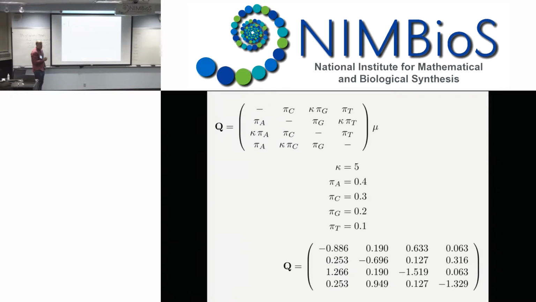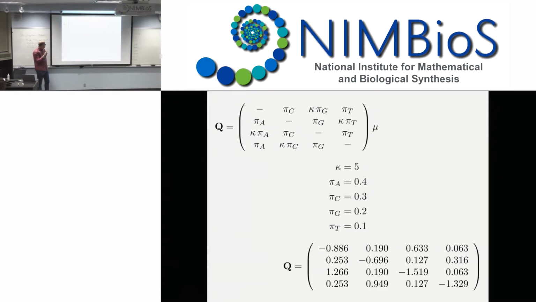This is called the HKY85 model, for Hasegawa-Kishino-Yano model. You might have heard of this. This is what the rate matrix looks like. Notice it has some parameters. It has this parameter kappa, and it has the pi's, pi A, C, G, and so forth. I'll get to this in a second, but these are the values I chose. I chose kappa equal 5, and I chose pi A, C, G, and T to be 0.4, 0.3, 0.2, and 0.1. I just thought it was kind of cute to have a 5, 4, 3, 2, and a 1. I had to choose something. And if you plug these numbers in up here, this is the rate matrix you get out.